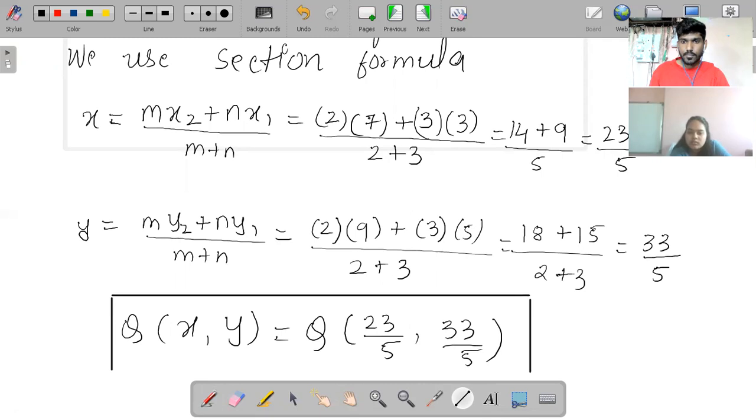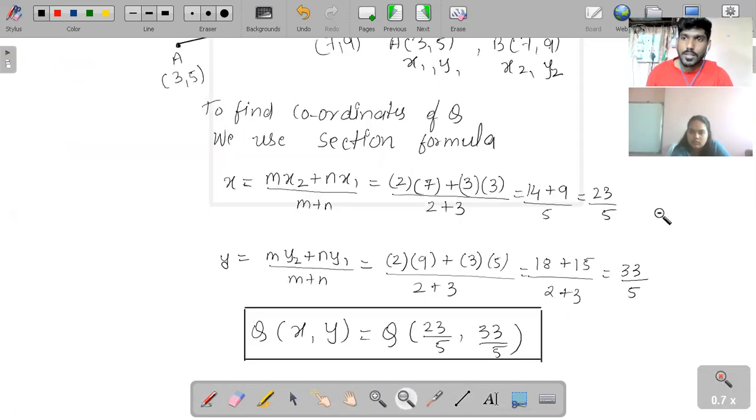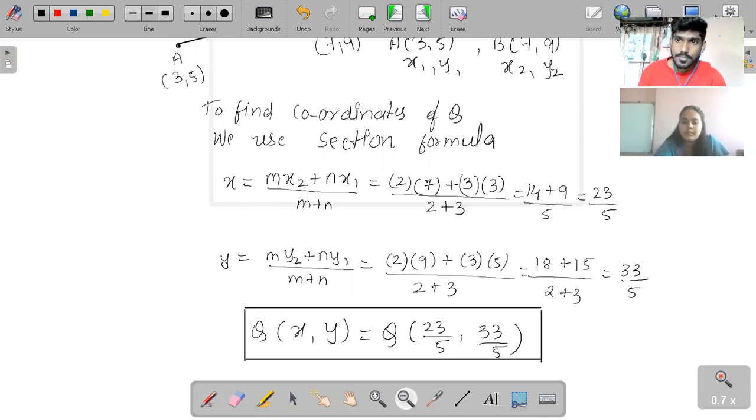So this is equal to 2 is to 3. The ratio of Q, 2 is to 3. What was your question, I didn't get it. I'm asking that 23 upon 5 and 33 upon 5 is equal to Q. So does it mean that MQ is 2 is to 3? So is it the same?